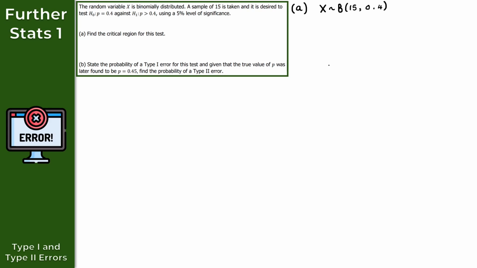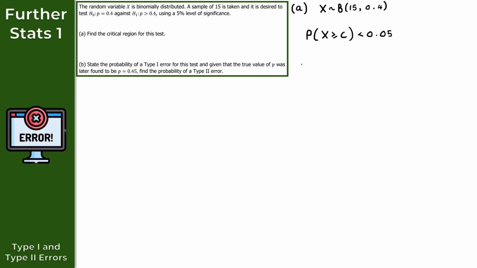Now, what we require here is a value c, such that the probability of our random variable X being greater than or equal to some value c is less than 0.05 here. Okay, because we have a 5% level of significance. So it's up to you how you do this, whether you use the tables in the back of your formula book or whether you just use your calculator.